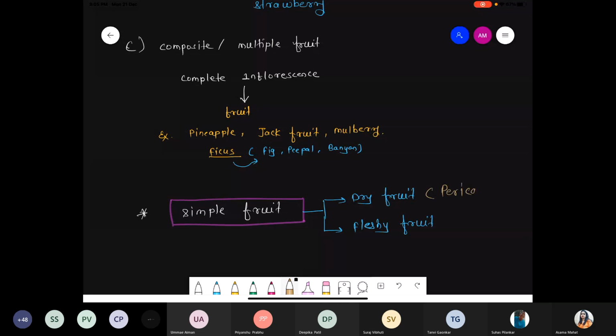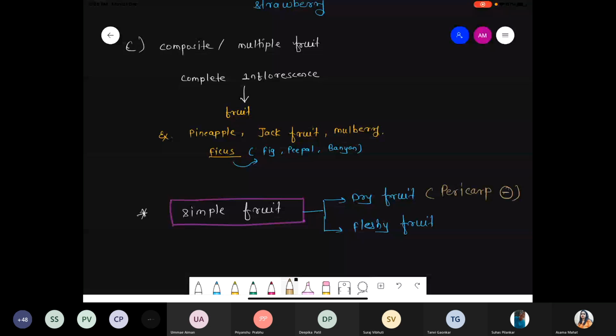That is fruit wall, like we say epicarp, mesocarp, endocarp. So that pericarp is absent. That's what is called as dry. Fleshy fruit means what? Inside the typical fruit, pericarp is present. That is fruit wall: epicarp, mesocarp, endocarp. That pericarp is present. So on the basis of that, simple fruit is divided into two categories. Number one, dry fruit, and the another one, fleshy fruit.